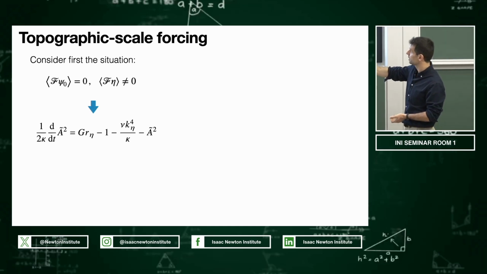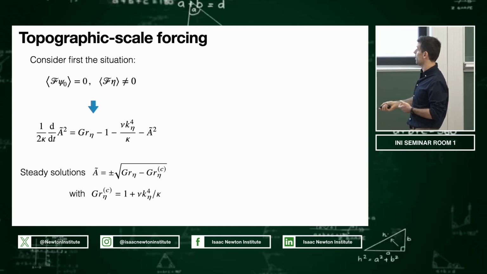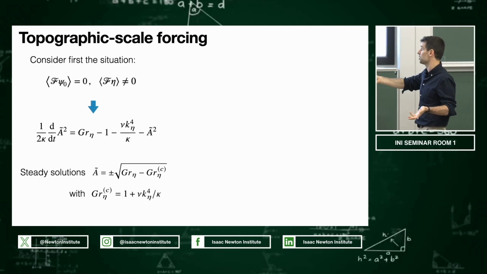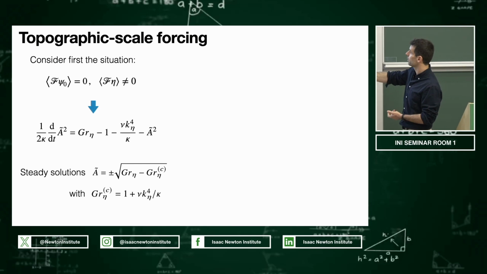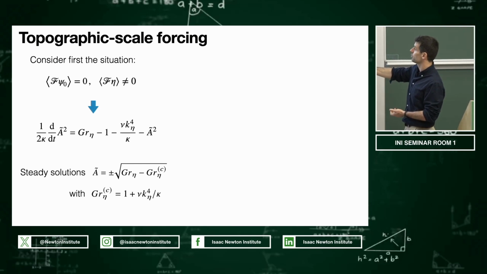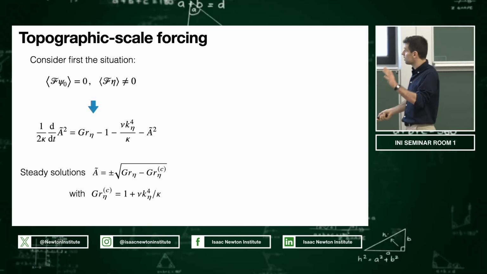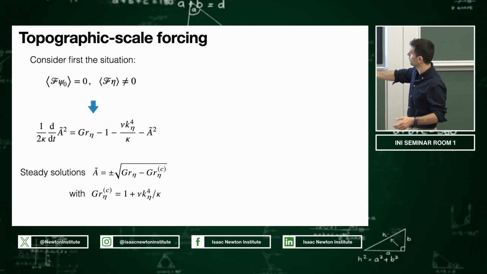Then this is what you get for the equation. You can see this forcing term here, there you have damping, and here nonlinear saturation. And you can compute the solutions to this. This is a simple pitchfork bifurcation, or it looks like it, plus or minus square root of Grashof minus a critical Grashof number, which is just 1 plus this ratio of the two diffusive mechanisms. Okay, so I guess the simple case, if nu is really very small, even as compared to eta, this would be 0, critical Grashof is 1.